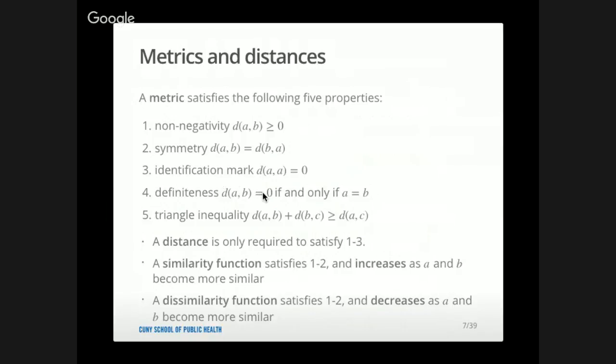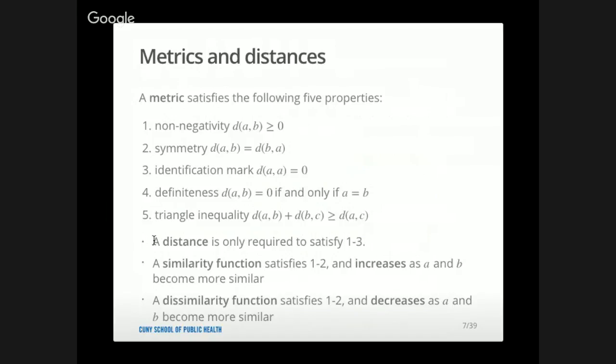Then definiteness, related to the identification mark, in that the distance between 2 objects is 0 only if those 2 objects are identical. And finally, the triangle inequality, which just says that the distance from A to B plus the distance from B to C must be equal to or greater than the distance from A to C, which is another formal way of saying that the closest distance between 2 objects is a straight line.